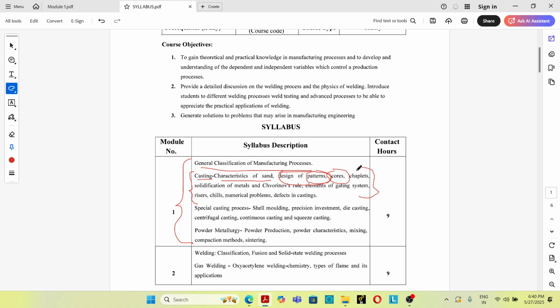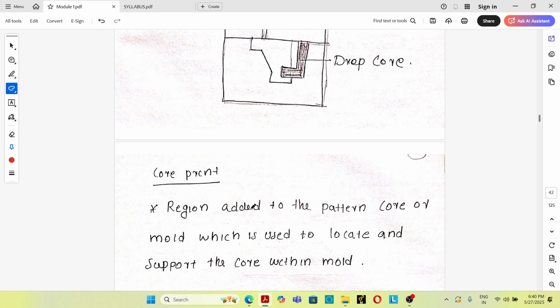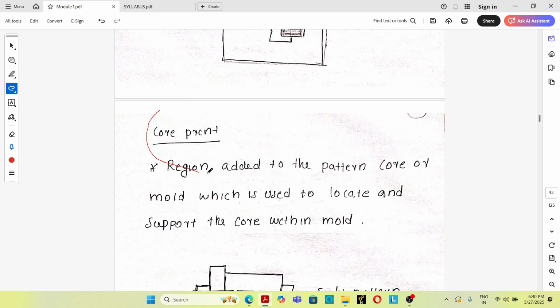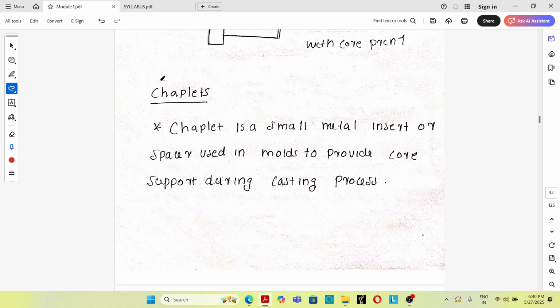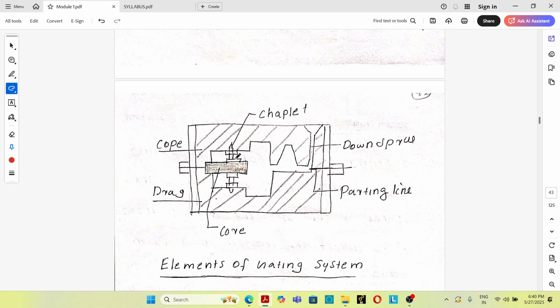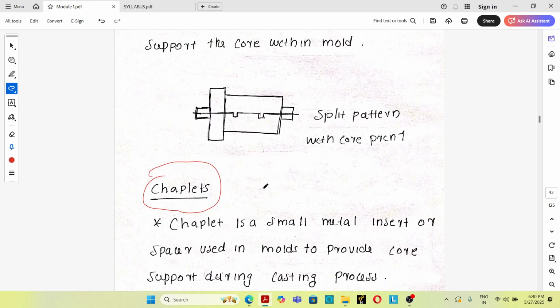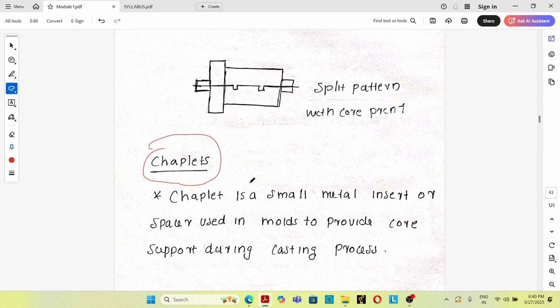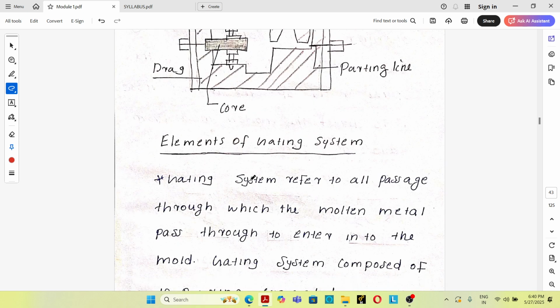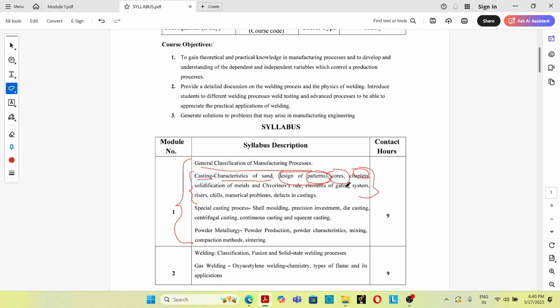Then chaplets. We have core print and also chaplets. Core print and chaplets are necessary elements in the case of a sand casting mold. So next one is the elements of the gating system.